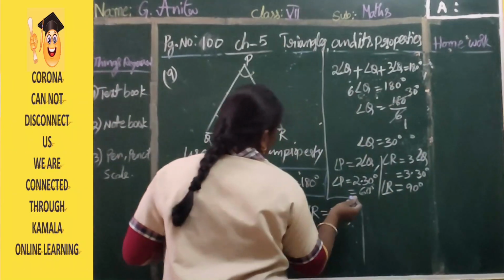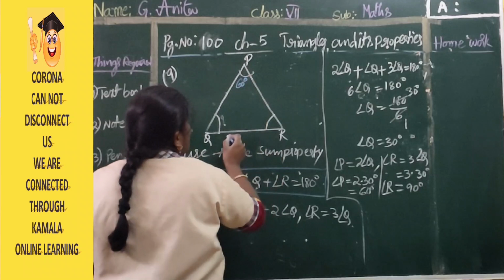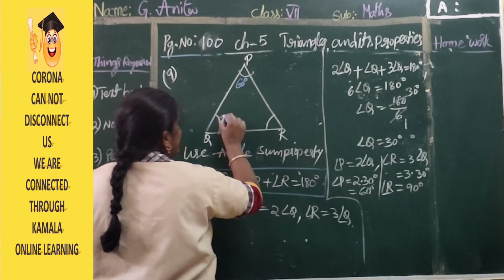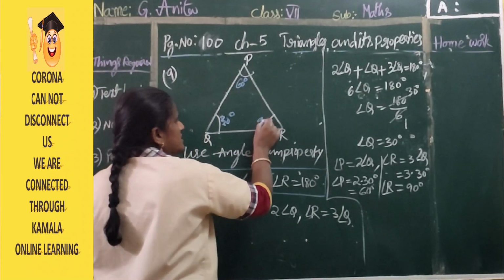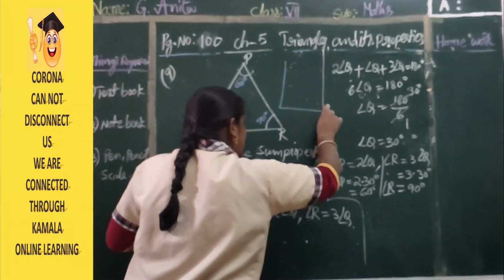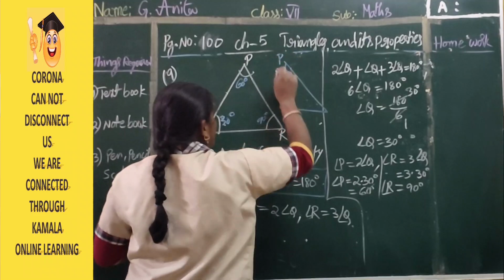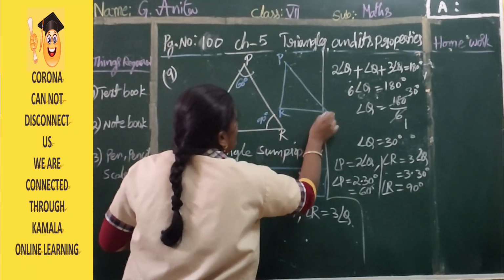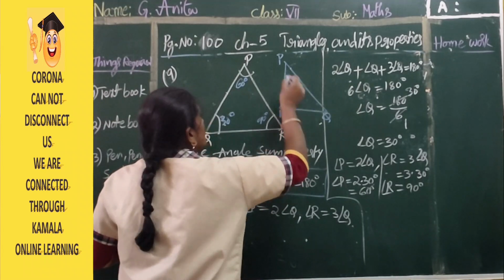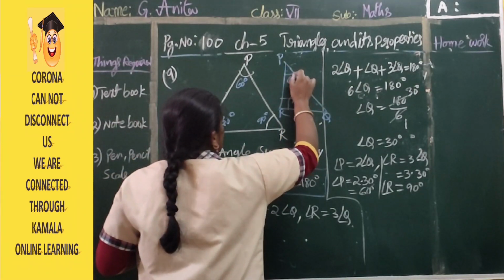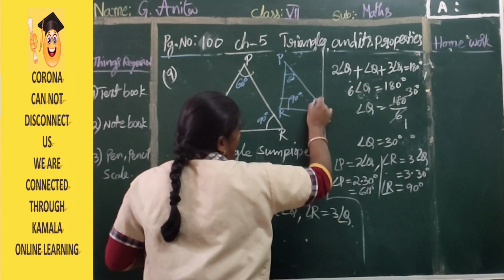Yes. Angle P is equal to 60 degrees. Angle Q is equal to 30 degrees. Angle R is equal to 90 degrees. So how can you draw the diagram for this triangle PQR? P, R, Q. PR. Okay. So this is a right angle triangle. So this is 60 degrees. Not exactly, it is a rough diagram.